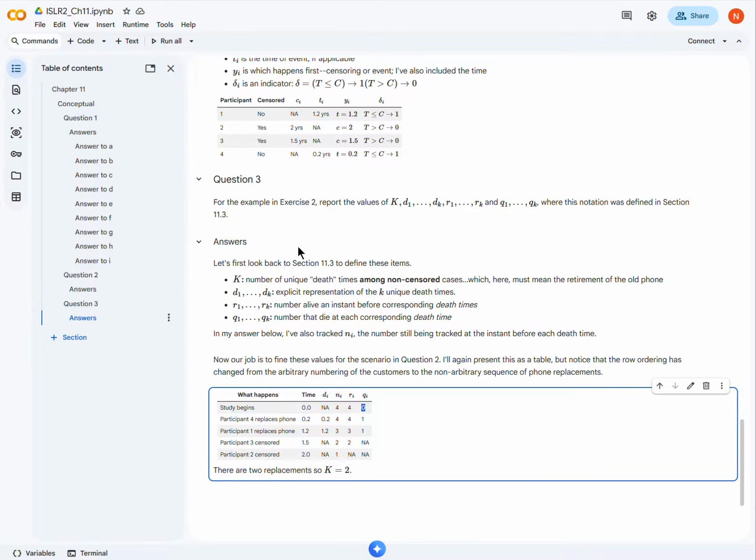Now we need to find the next thing that happens, and so we can go up here to this table and look for the shortest time among the columns.